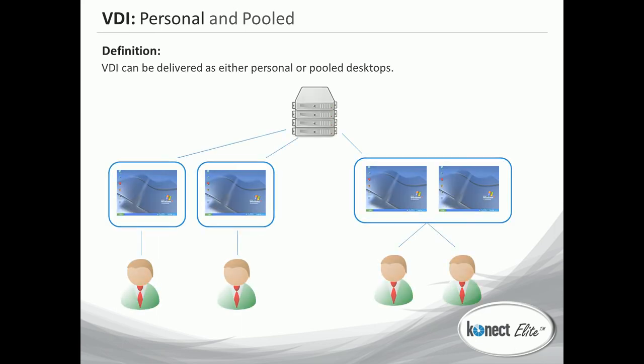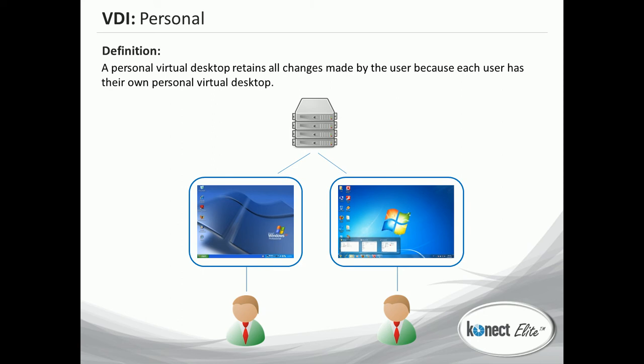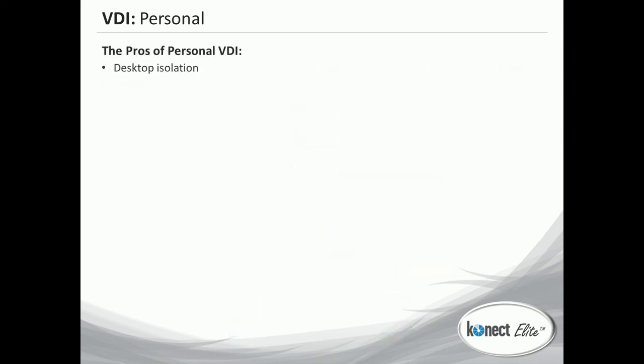A personal virtual desktop is a virtual machine hosted on a remote desktop virtualization host server and assigned to a specific user, also known as persistent assignment. A personal virtual desktop retains all changes by the user because each user has their own personal virtual desktop. Personal VDI pros involve desktop isolation and personalization. Each dedicated VM retains all changes, including applications, personal settings, and data for that given user.